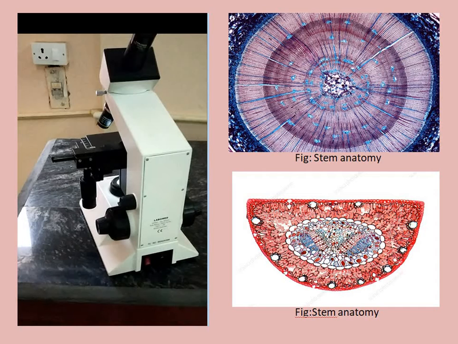The outermost layer is the epidermis, which consists of thick walled cells and is covered by a very strong cuticle. Many sunken stomata are present on the epidermis also.